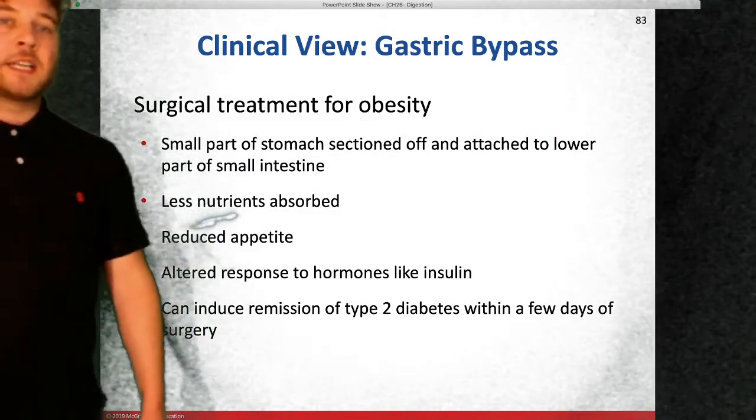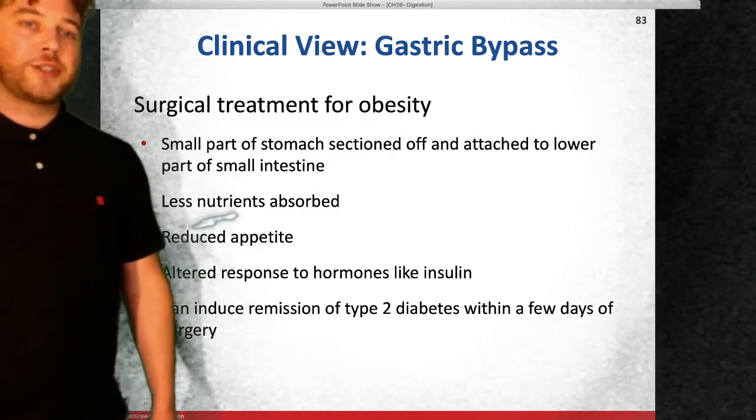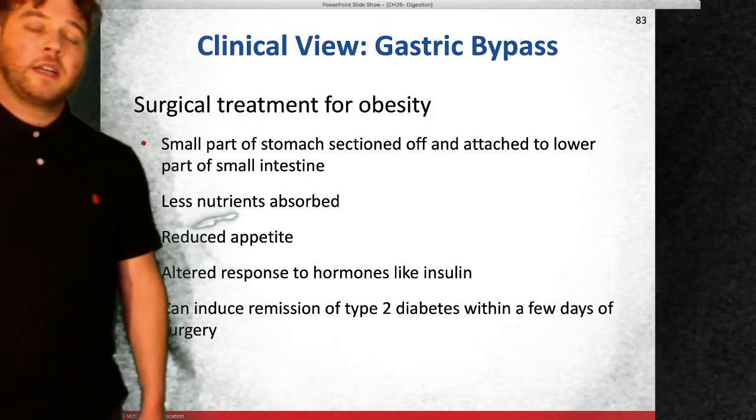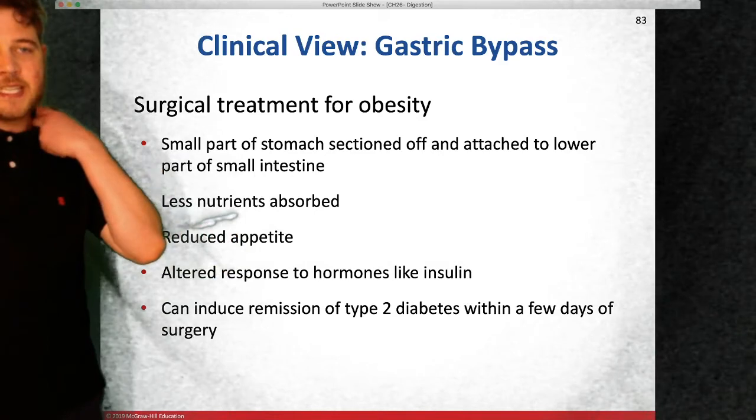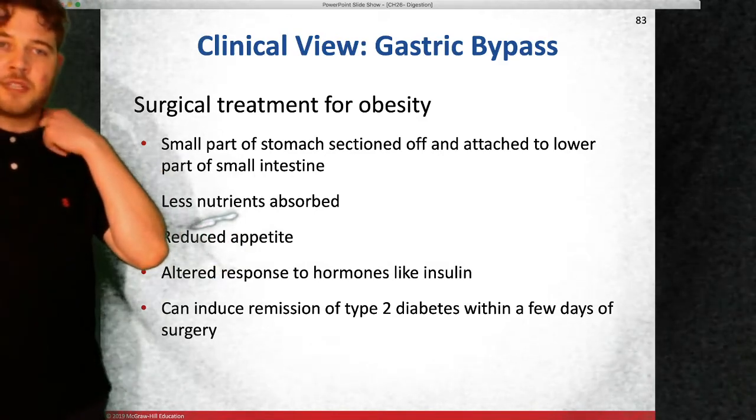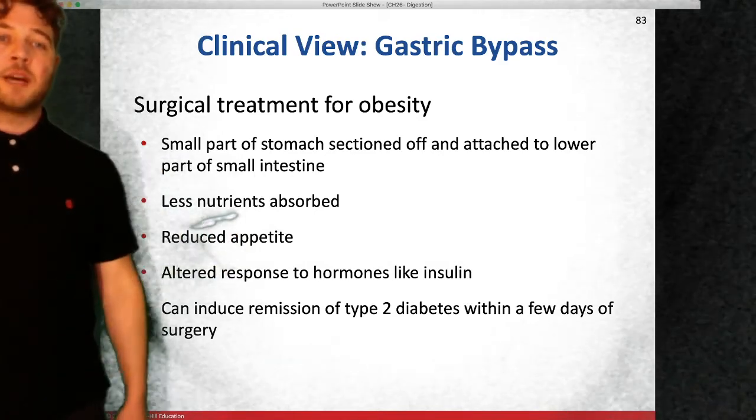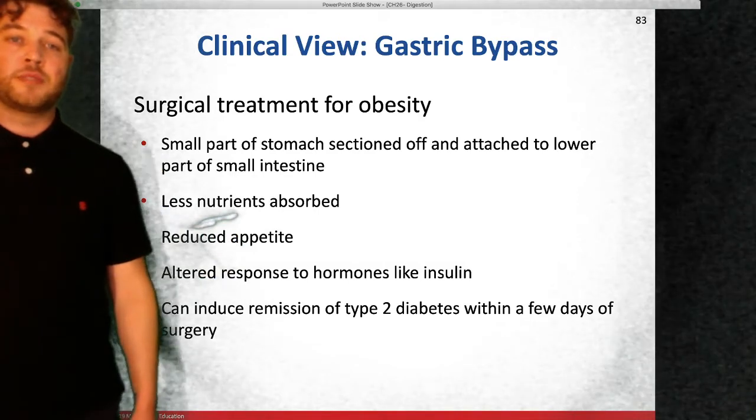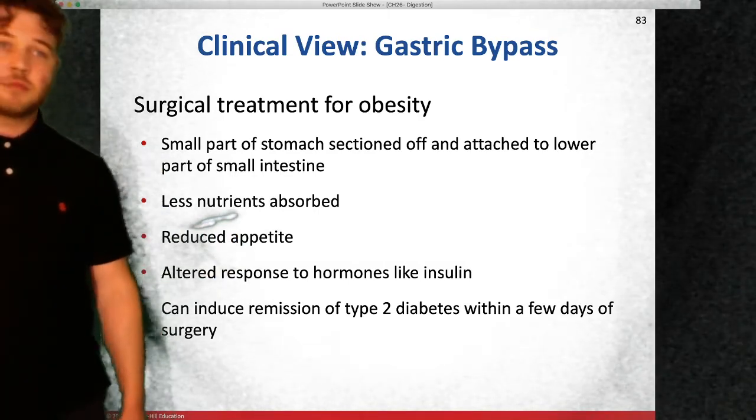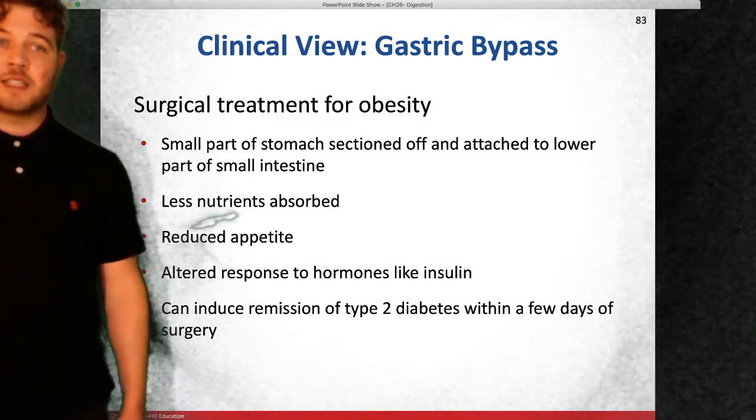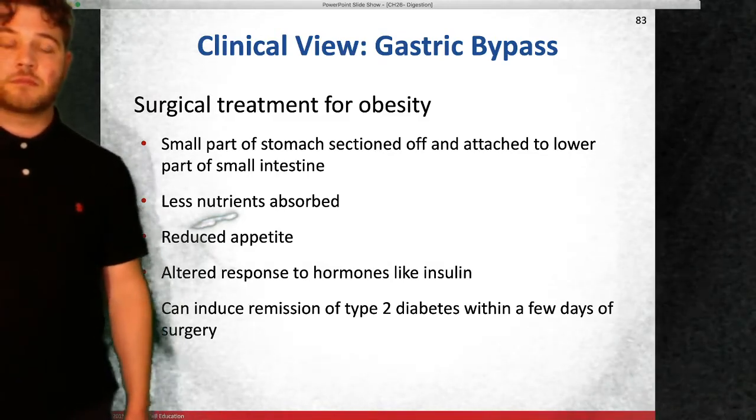Gastric bypass. A small part of the stomach is sectioned off and attached to the lower part of the small intestine. You end up with less nutrients absorbed. It reduces your appetite, alters your response to hormones like insulin, and can induce remission of type 2 diabetes within a few days of surgery. So it's got pluses and minuses. It's a major surgery though.